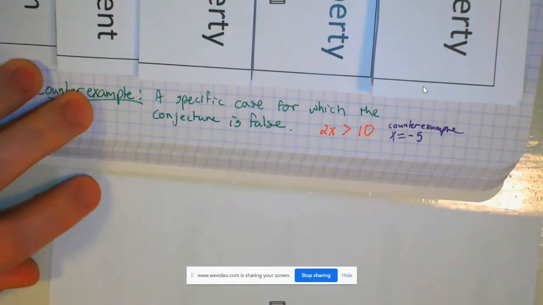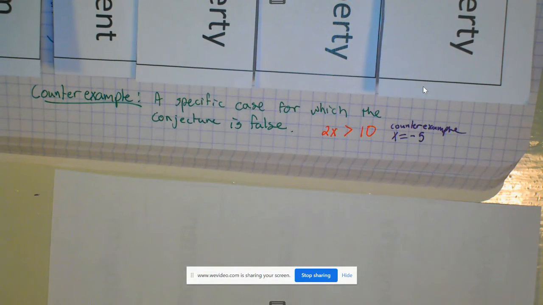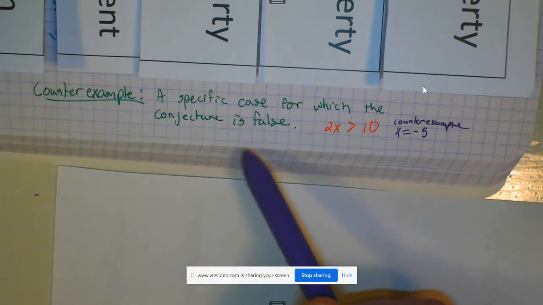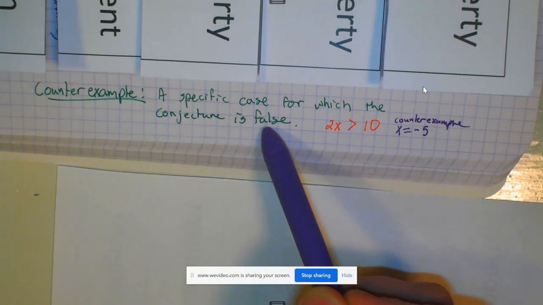The last thing we're going to talk about here is called a counterexample. And counterexamples are very, very useful in proofs. If I'm trying to prove something works for everything, I have to go through and prove it for every little bitty thing. But we can also disprove something by one little counterexample. Okay, so a counterexample is a specific case for which the conjecture is false.